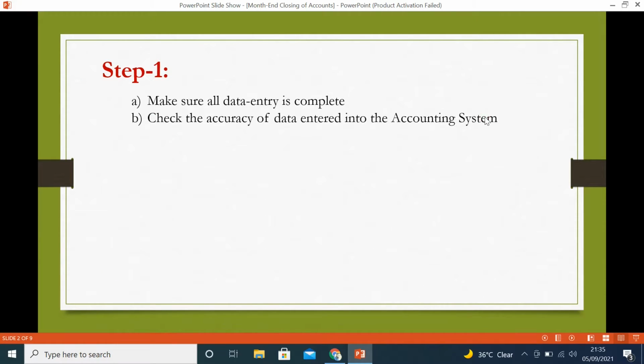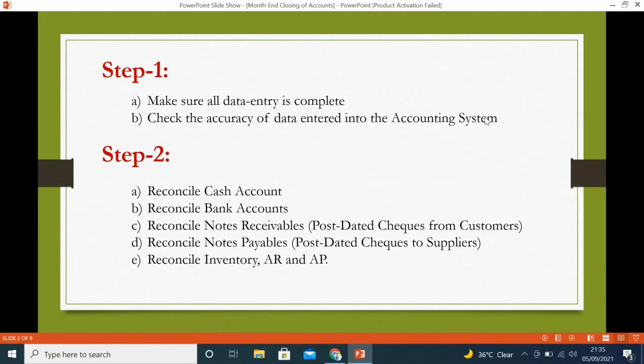Step 1. We need to make sure that all data entry in the accounting system is complete. Secondly, we need to check the accuracy of data entered into the accounting system. When we have completed this, then on second step, we need to go and reconcile our cash account. Means the cash account balance, what it is showing in the accounting system, it should match with the physical cash available with the cashier.